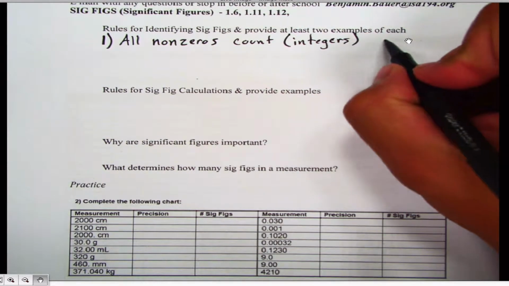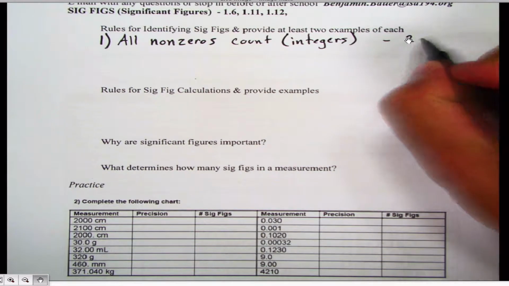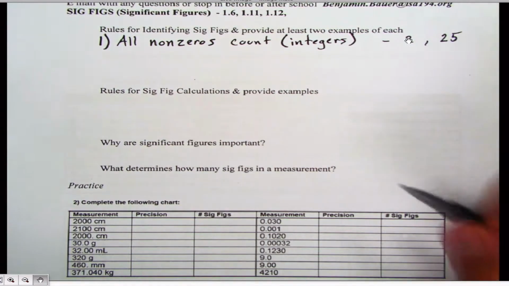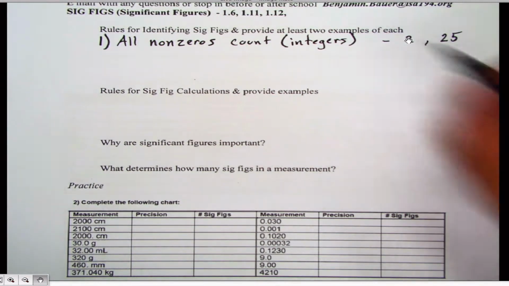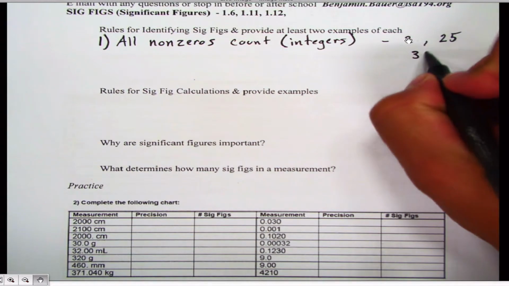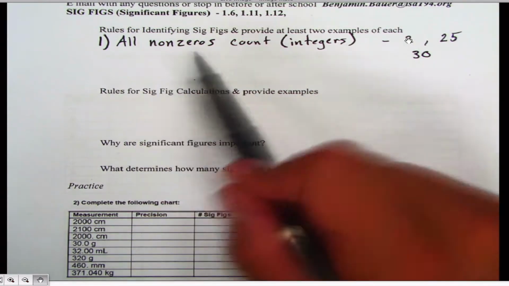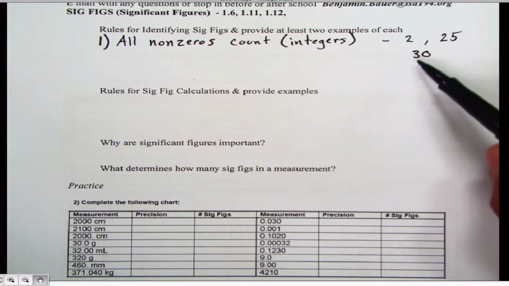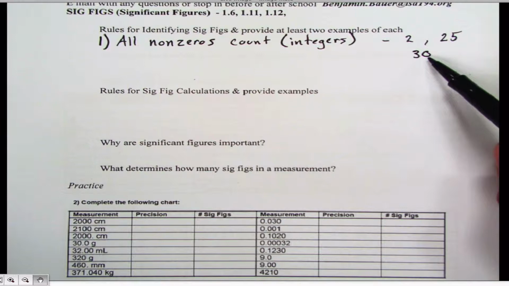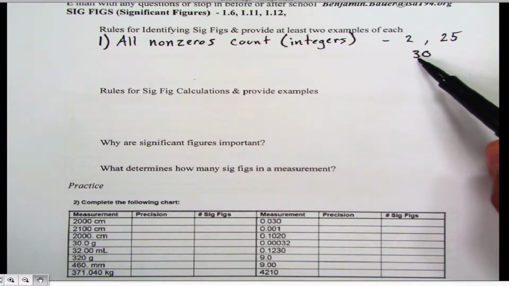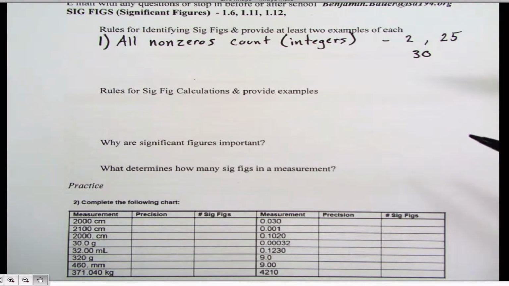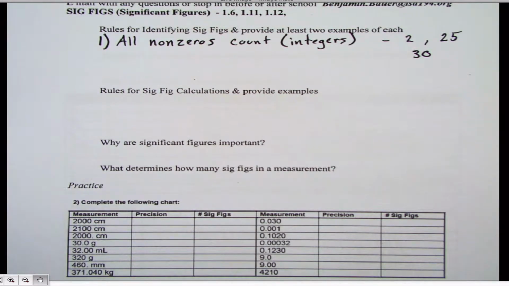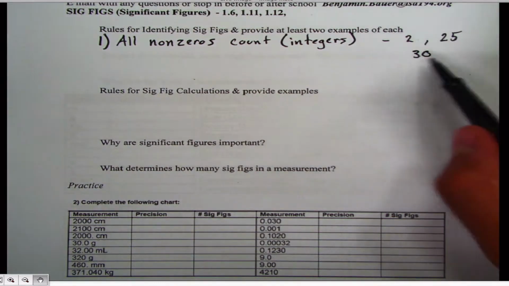So an example of a non-zero would be 2. That's a non-zero. Also 25, that would be another non-zero. Let's even go for a third one: 30. Wait a minute. This says all non-zeros count. So according to our rule as of right now, only the 3 counts, the 0 does not. The 0 is a placeholder. So there's only one significant figure according to our first rule. All non-zeros count. Remember, zeros don't count.